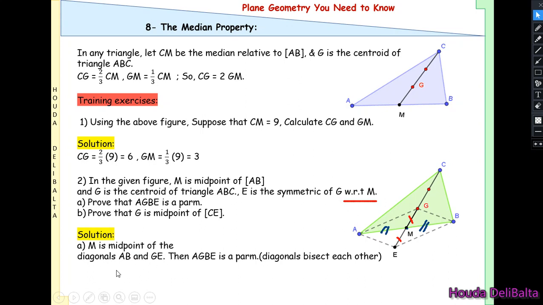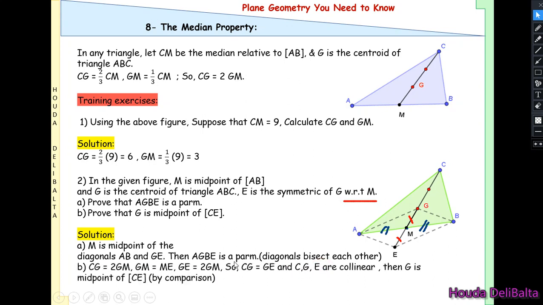M is the midpoint of the diagonals AB and GE. Then AGBE is a parallelogram. So again, M is the midpoint of GE due to symmetry, and M is the midpoint of AB, that's given. Thus, AGBE is a parallelogram because the diagonals bisect each other at the same midpoint M. Now, how to prove that G is the midpoint of CE?